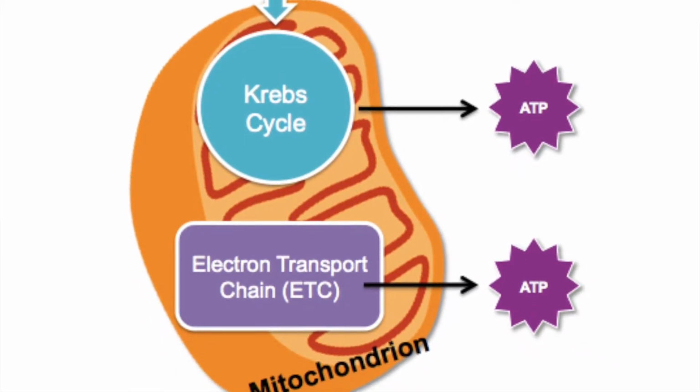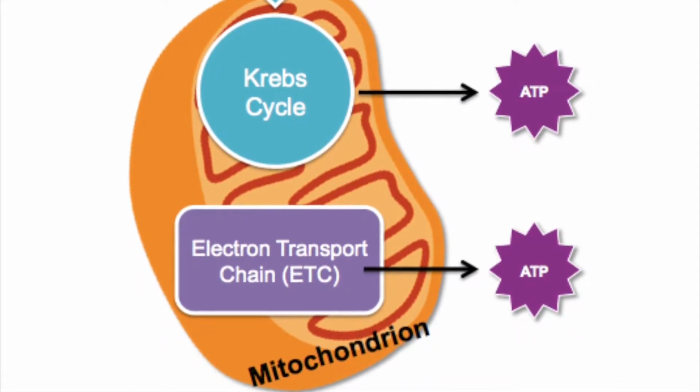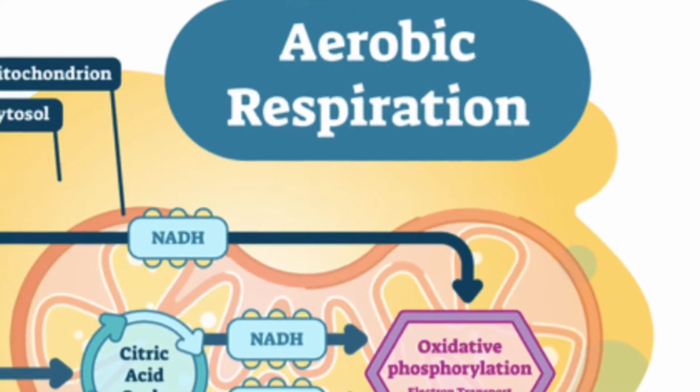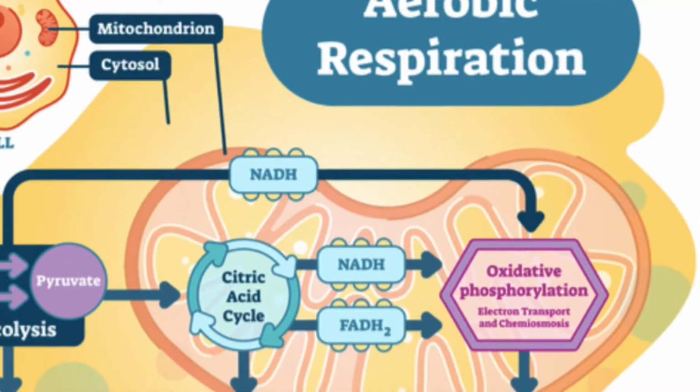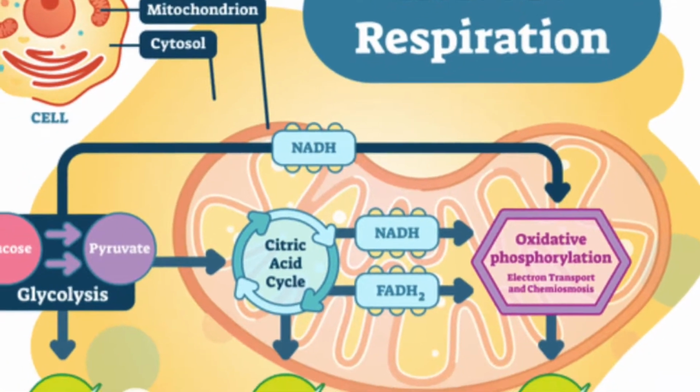Officially, the inputs for glycolysis are 1 glucose, 2 NAD+, 4 ADP, and 4 P, and the outputs are 4 ATP, 2 NADH, 2 H+, and 2 pyruvates.